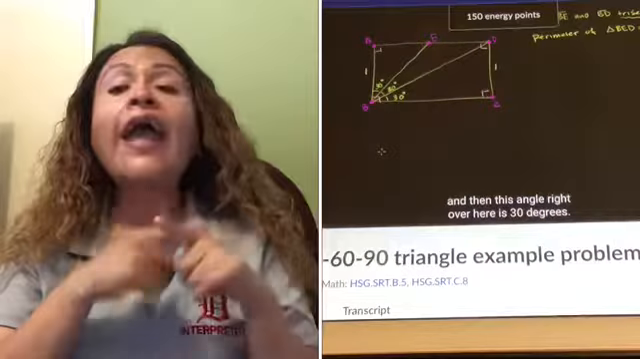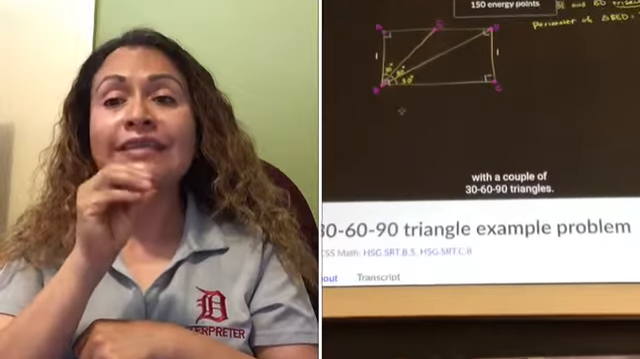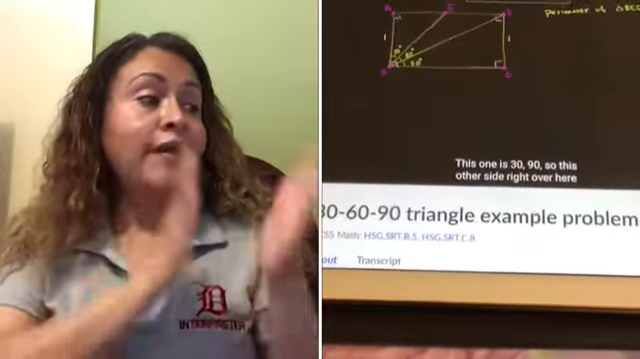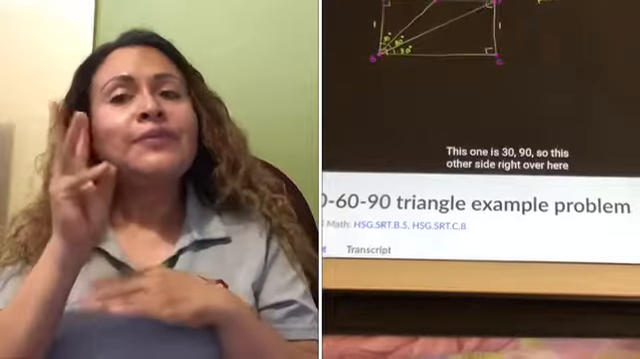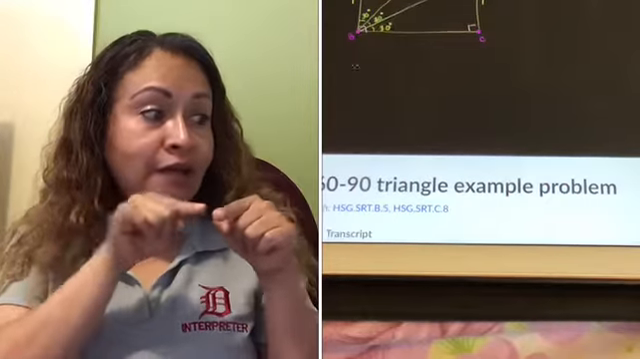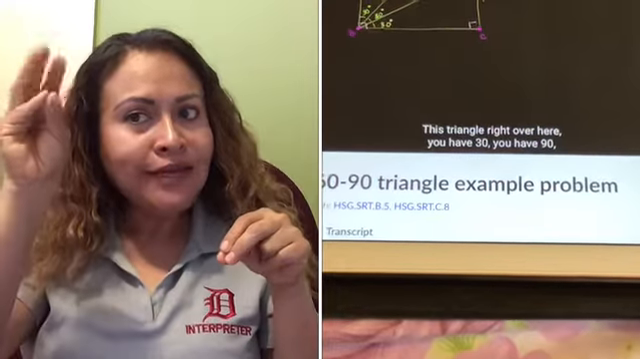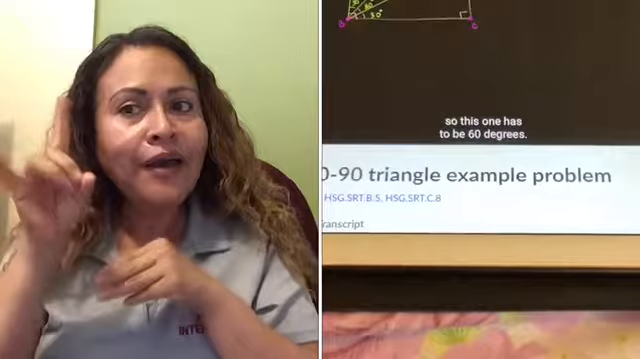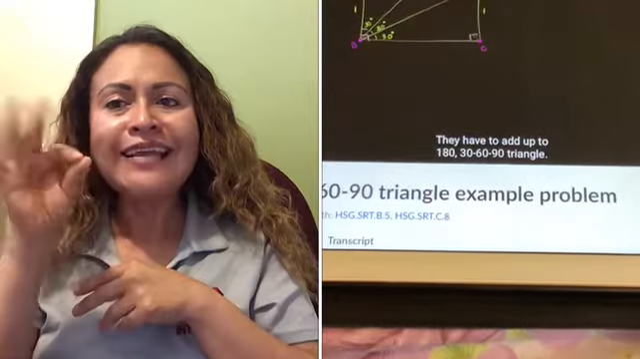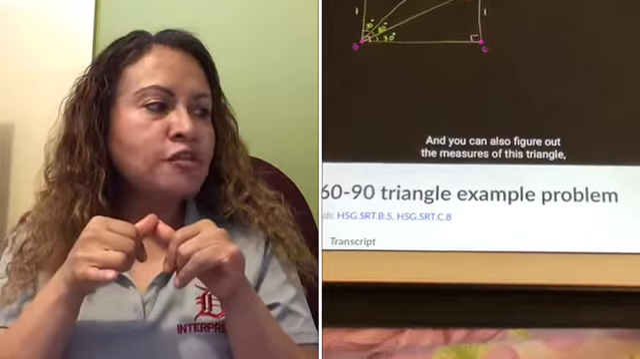And then we see that we're dealing with a couple of 30, 60, 90 triangles. This one is 30, 90, so this other angle right over here needs to be 60 degrees. So that angle right over there needs to be 60 degrees. This triangle right over here, you have 30, you have 90, so this one has to be 60 degrees. They have to add up to 180. 30, 60, 90 triangle, 30, 60, 90 triangle, and you can also figure out the measures of this triangle, although it's not going to be a right triangle.